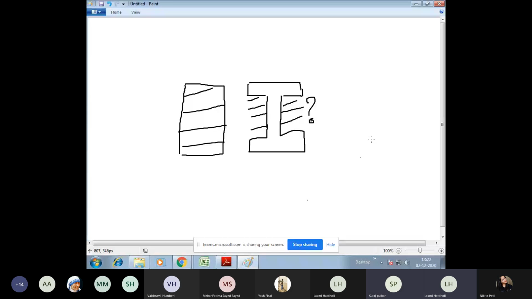See, in the first portion, this is my rectangular section. So what is the area covered here? I have shown you the shaded lines. This is the area covered.